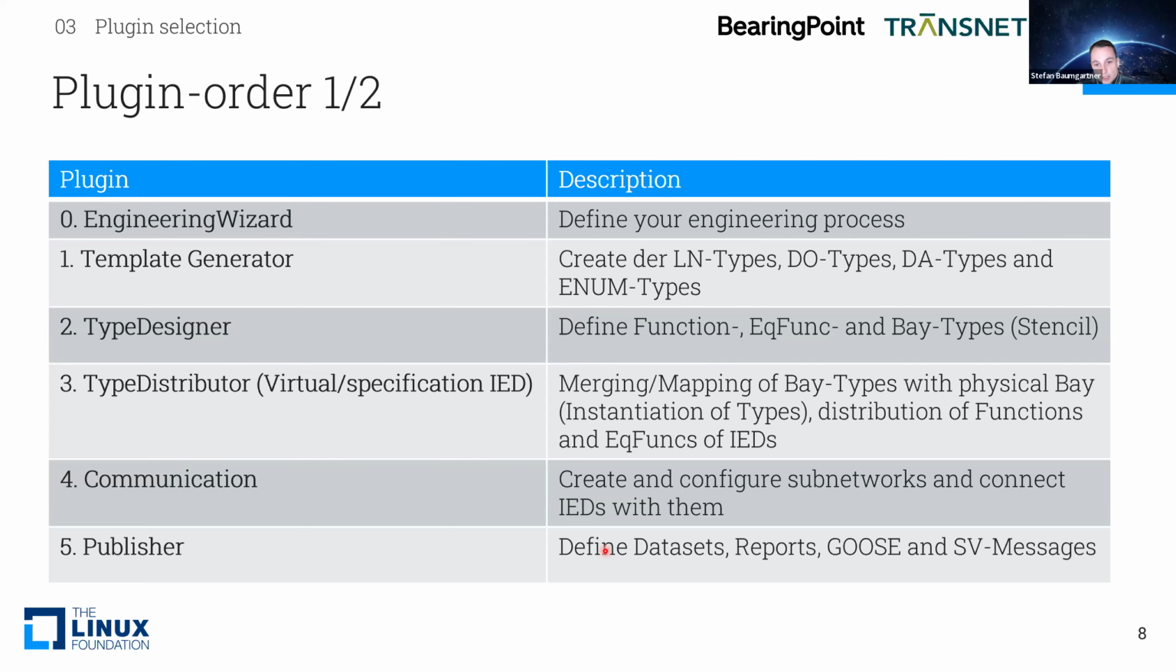After that, we have the template generator. This plugin is made for the creation of logical node types, the data object types, the data attribute types, and the enum types. After you have created all your types in the data model, then you can use those types and define your functions, equipment functions, and bays. So you have more or less a stencil, and I think stencil is a good word, in the type designer.